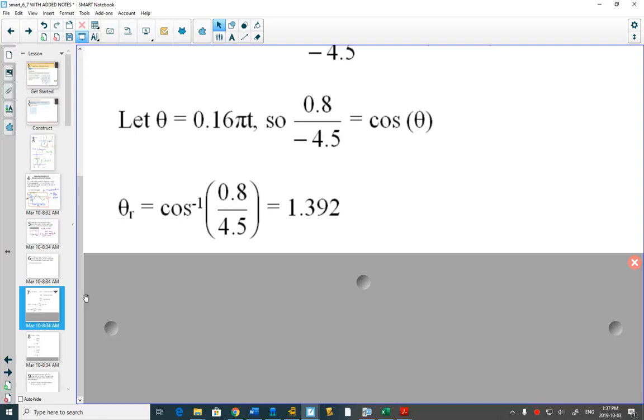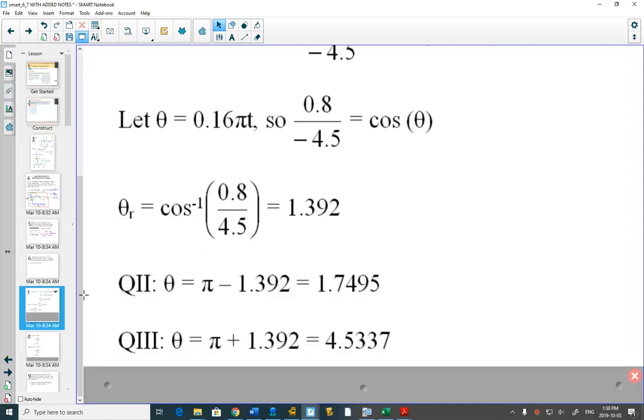Well, if that's my reference angle, what's theta? Cos is negative in quadrants 2 and 3. So you would find your answer in quadrant 2, right? Pi minus your reference angle. In quadrant 3, you'd go pi plus your reference angle. And so what we've done is we solved for theta. Theta is equal to 1.7495, and theta is equal to 4.5337.